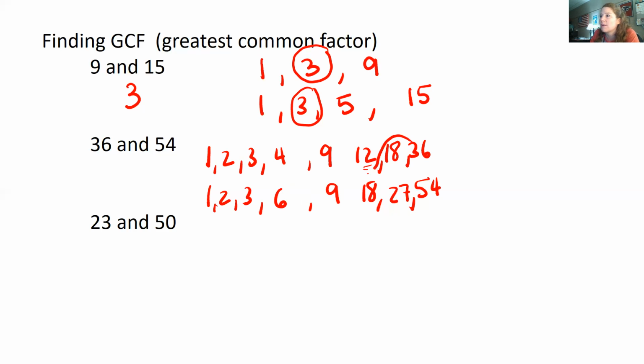Well, the biggest common factor is 18. They have a lot of common factors, right? 9, 3, 2, 1, but 18 is the greatest common factor. Okay. All right. And so that takes us to our last pair.